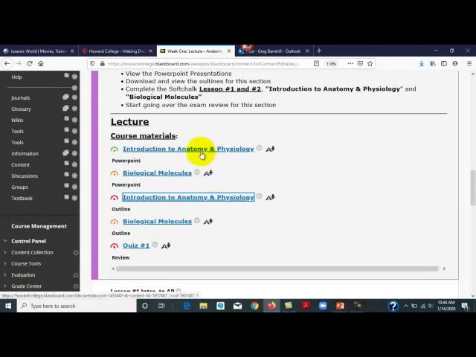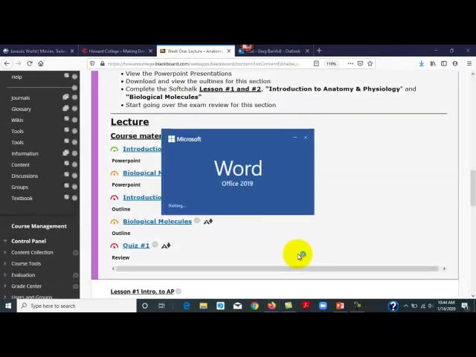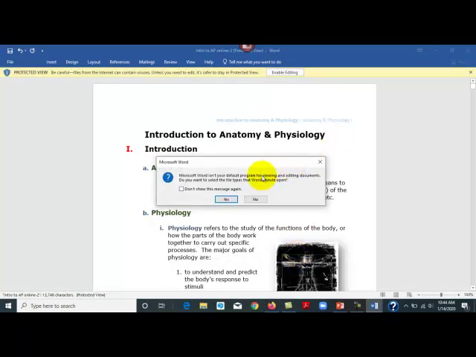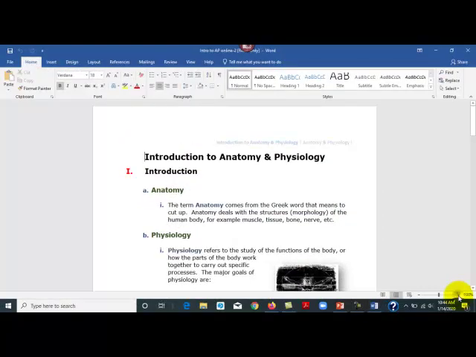So here there are some PowerPoints and some outlines. I'm going to go ahead and click on the one for introductory anatomy and physiology. Now I'm going to make it big.